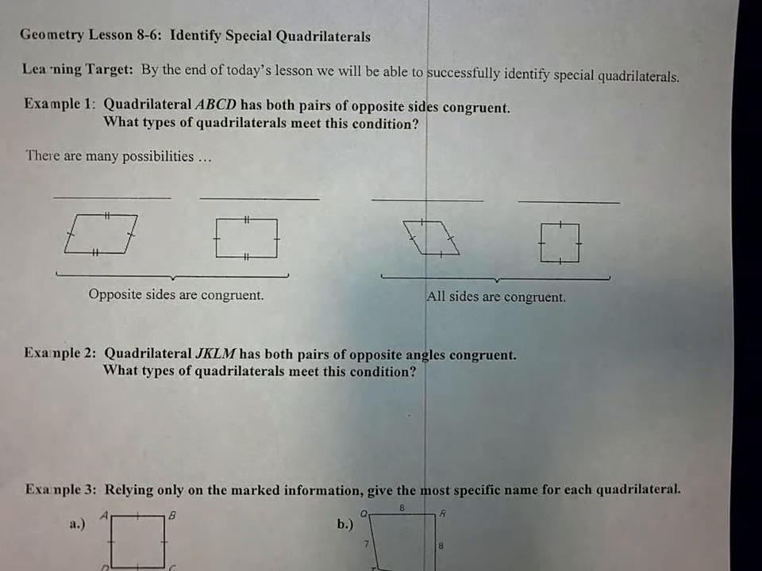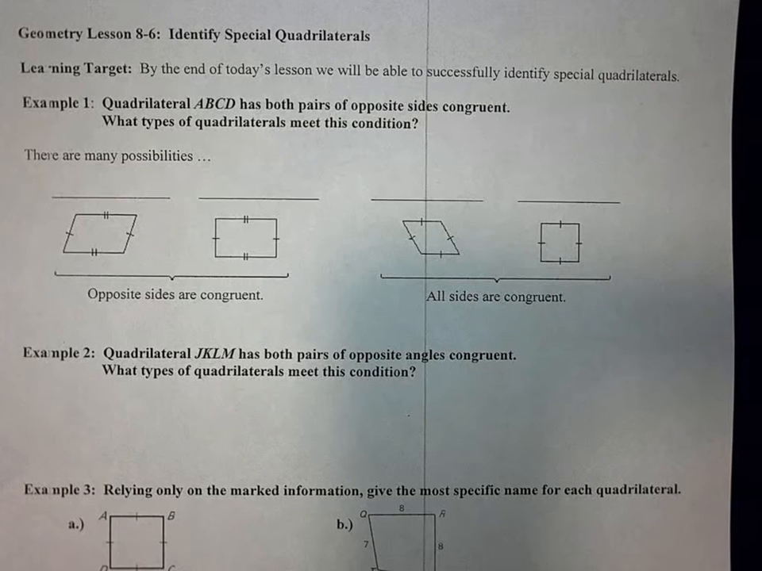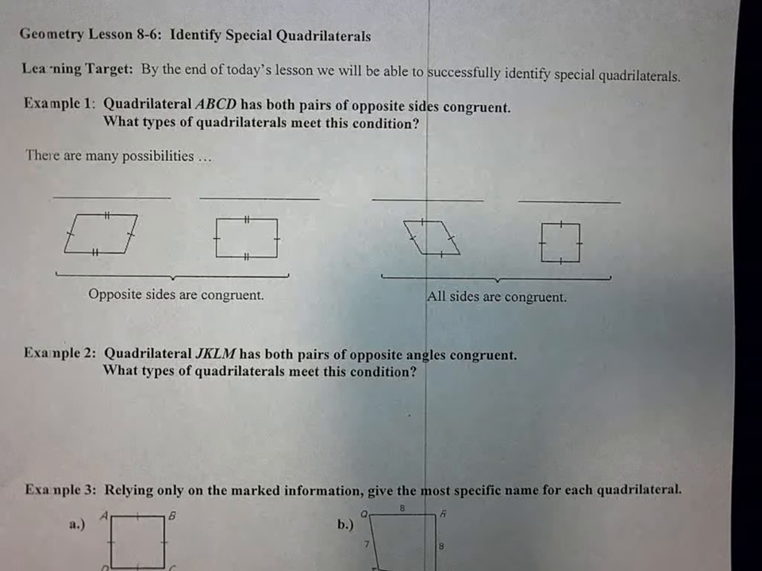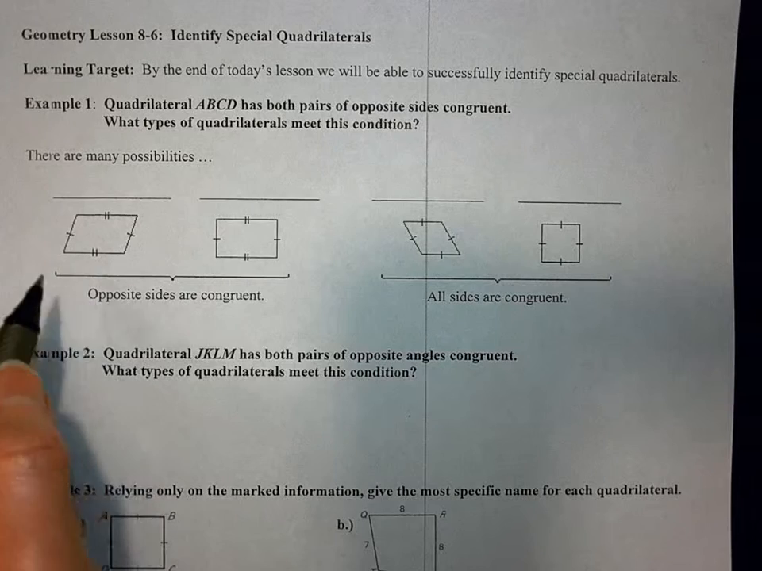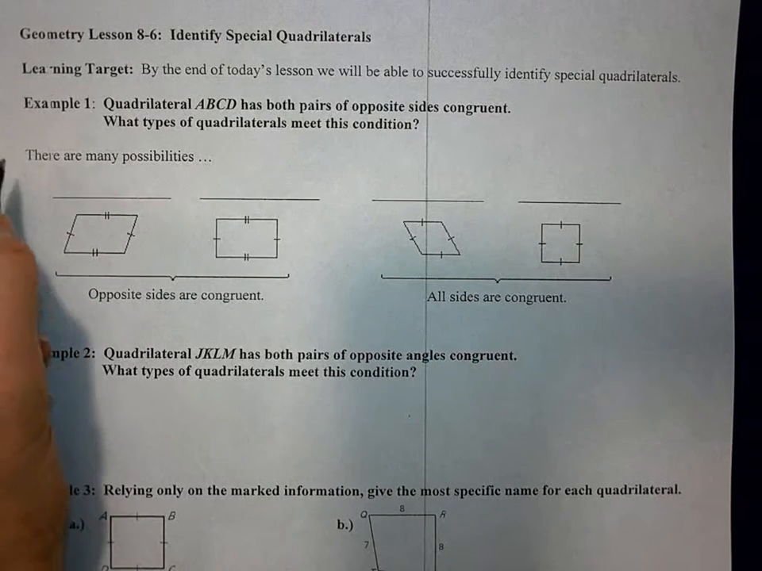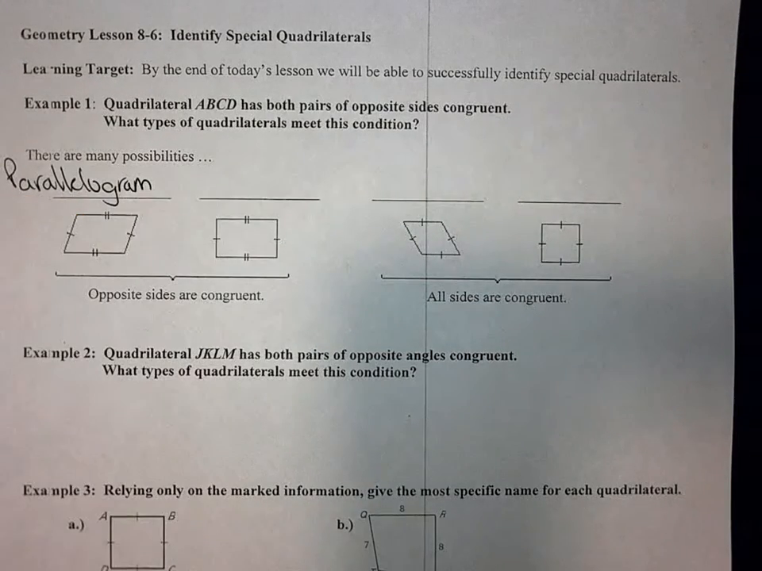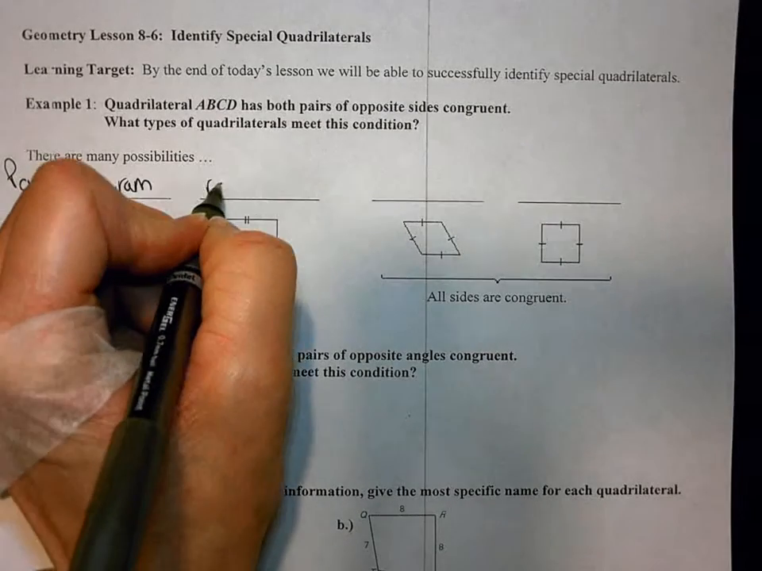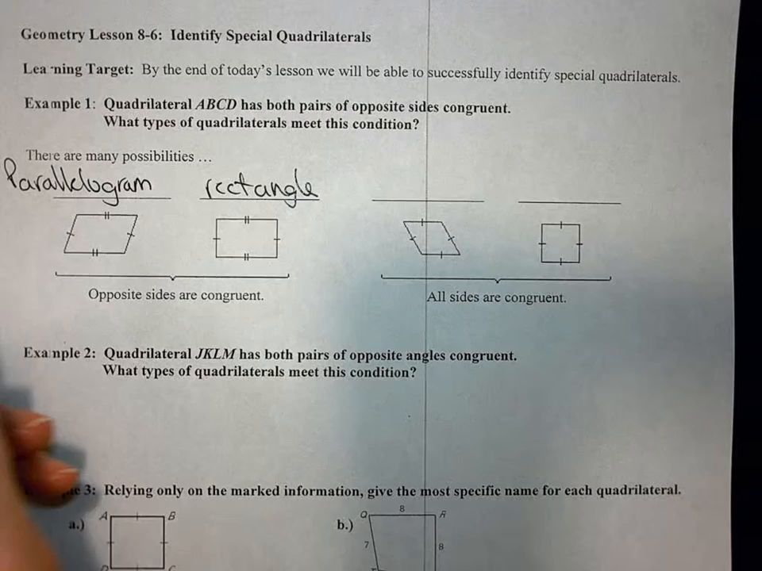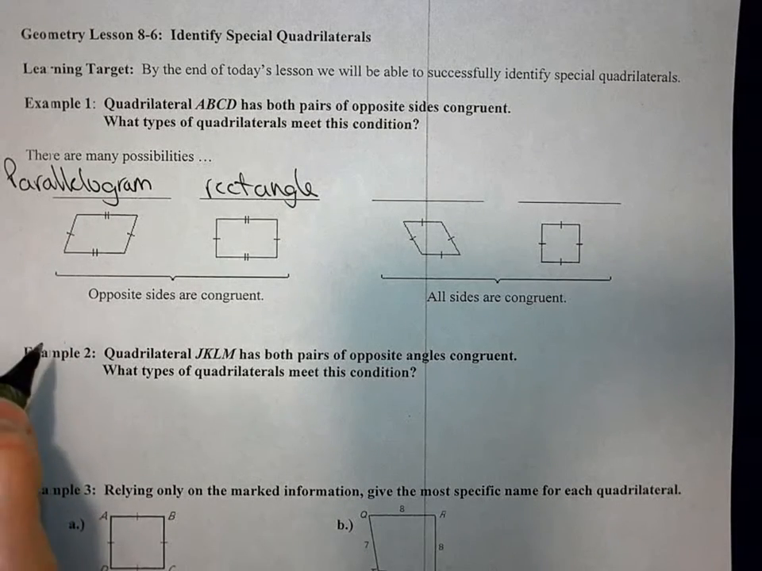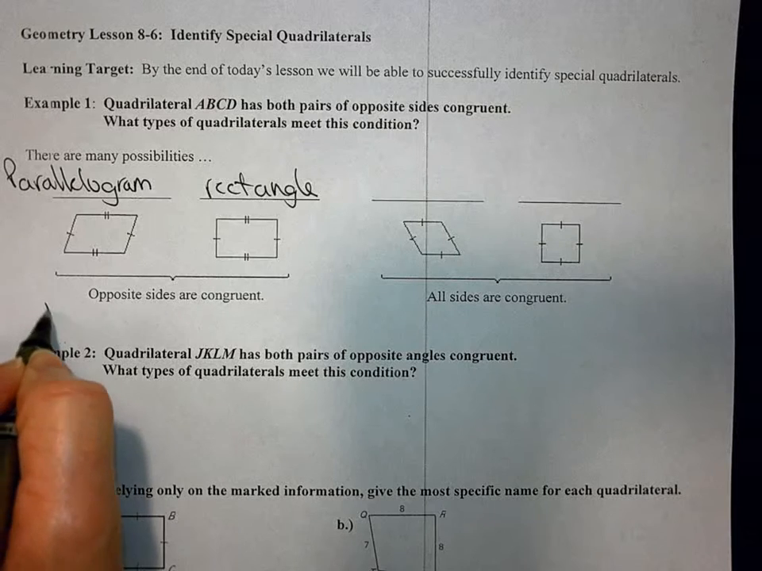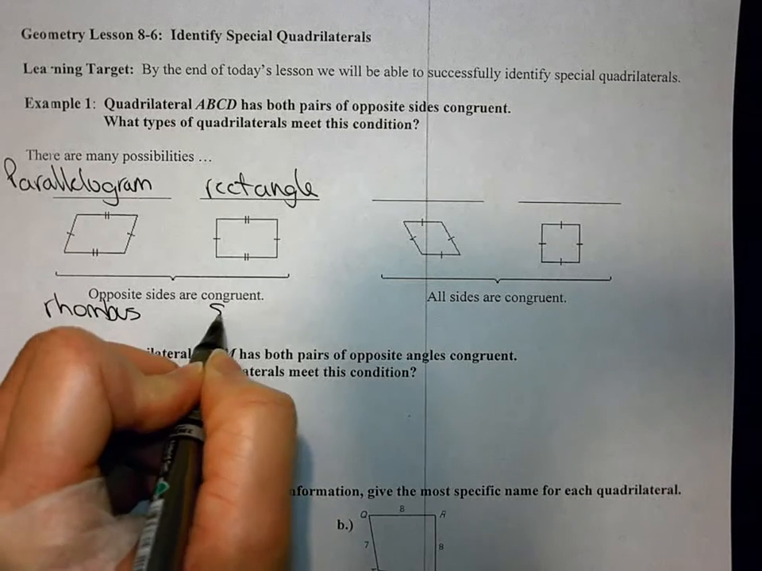So example 1 says quadrilateral ABCD has both pair of opposite sides congruent, and what type of quadrilaterals meet this condition? So if opposite sides are congruent, that would be these pictures here. We have a possibility it could be a parallelogram, and we have a possibility it could be a rectangle. And if opposite sides are congruent, could it also be a rhombus or a square?